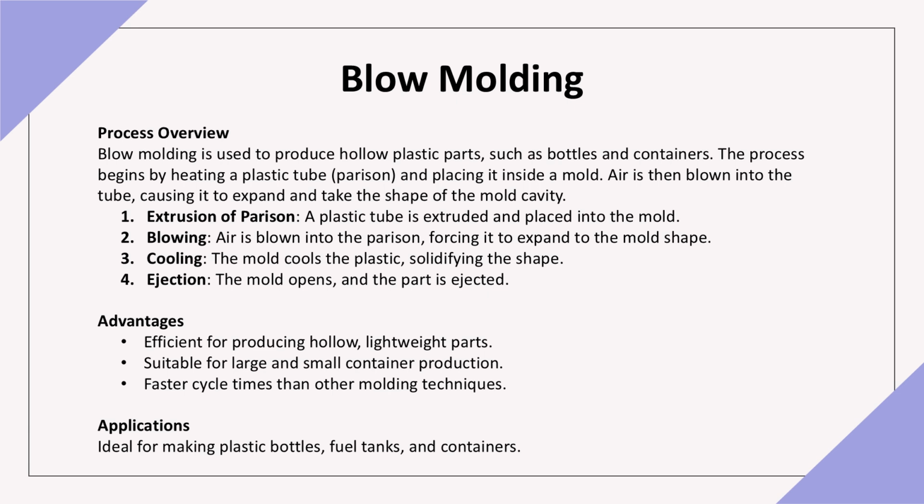Blow molding is a process designed for making hollow plastic parts. Here's how it works. Extrusion of parison. A plastic tube is placed into a mold. Blowing. Air is introduced, expanding the plastic to the mold shape. Cooling. The plastic solidifies as it cools. Ejection. The part is ejected. This method is ideal for producing bottles, fuel tanks, and containers. Blow molding is especially effective for hollow, lightweight parts.